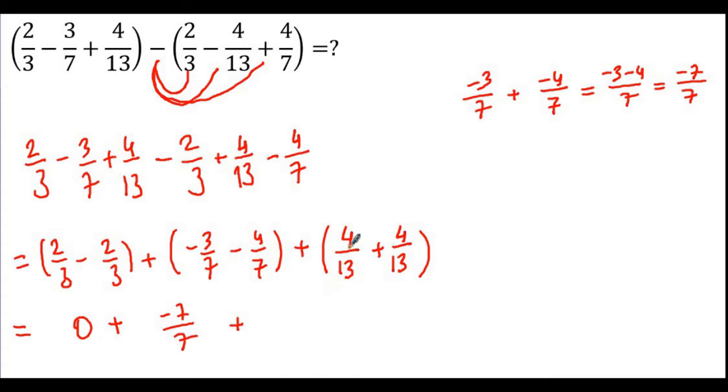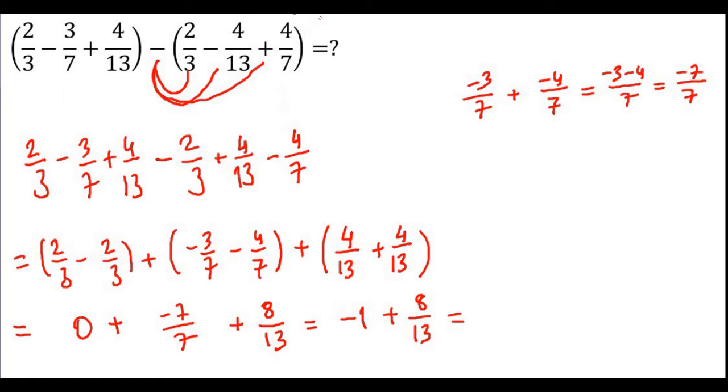Plus, so we have the same denominators as you see, 13. So 4 plus 4 is going to be equal to 8, 8 over 13. So minus 7 over 7 is negative 1. 0 plus negative 1 will be negative 1. Negative 1 plus 8 over 13.